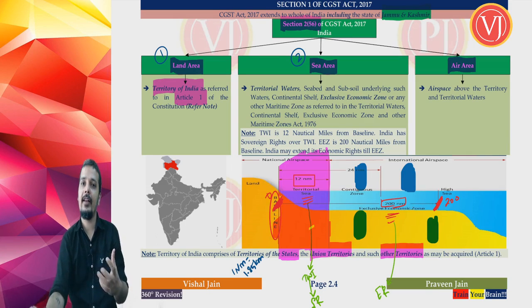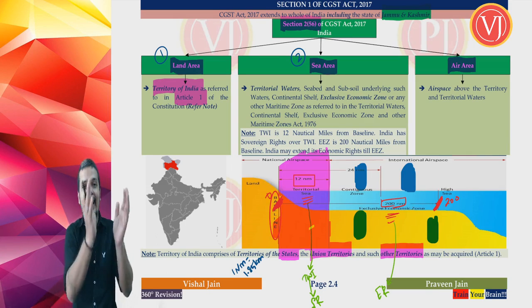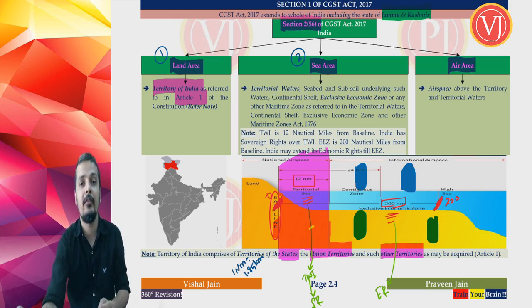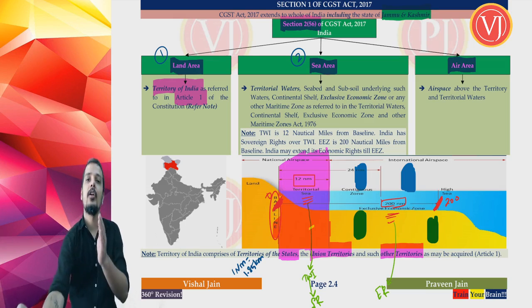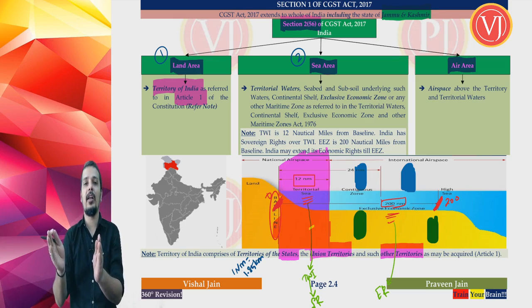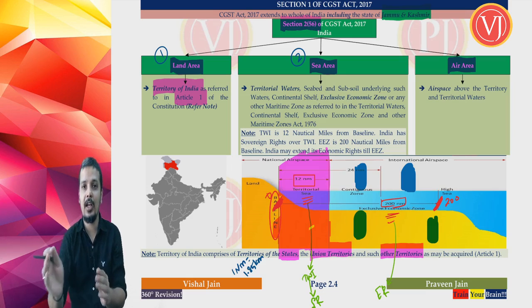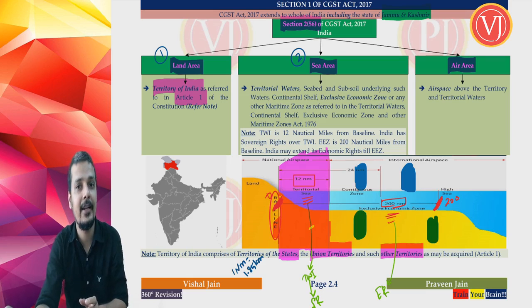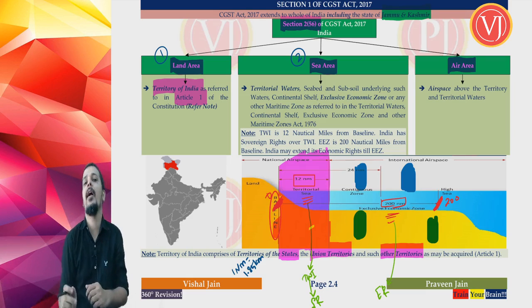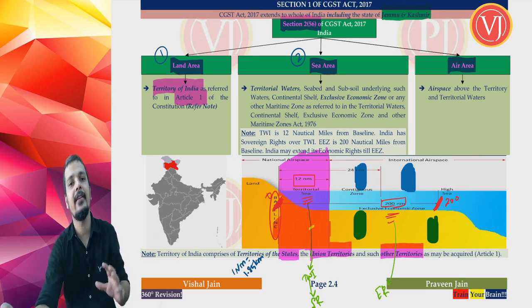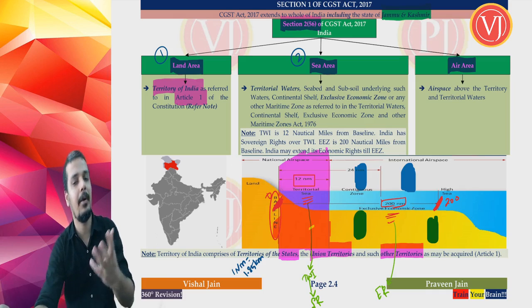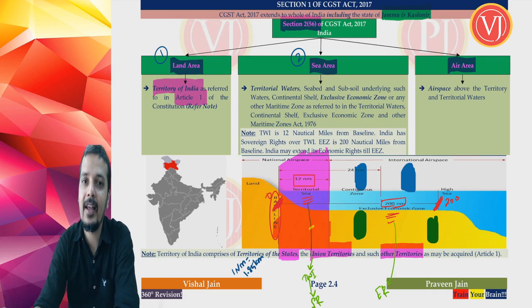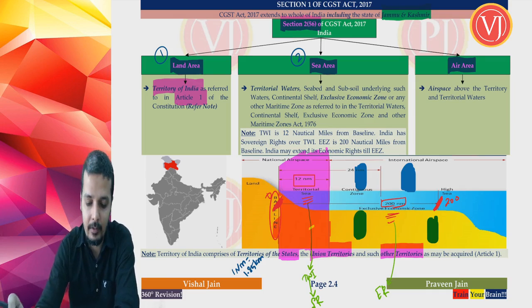How do you have to understand that? 0 to 12 nautical miles, the entire area belongs to India because India is having sovereign rights. 12 nautical miles to 200 nautical miles, right? When you're talking about 12 to 200 nautical miles, we are talking about the differentiation portion, that is 188 nautical miles. In that 188 nautical miles, the designated areas in the exclusive economic zone will also be part of India because India is having economic rights over the exclusive economic zone.